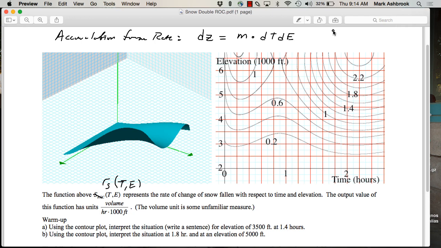Okay, so it's the same principle. We need to get constant rates. But now, instead of multiplying by a little change in one independent variable, we have to multiply by a little change in two independent variables. And this will get us a little bit. So given that m is a constant rate, we can get a little bit of accumulation. And then how can we get a total amount of accumulation?